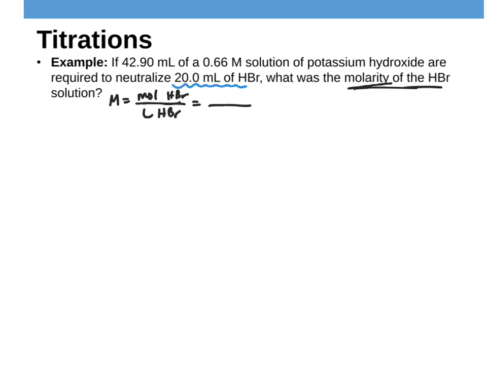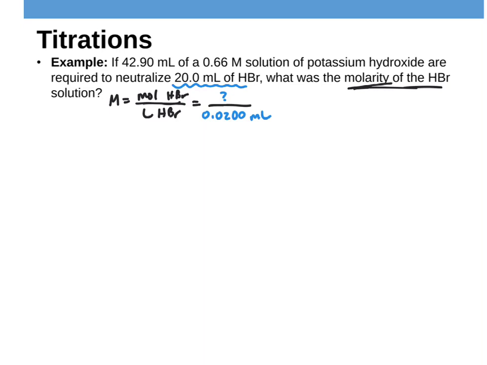It flat out tells me that there's 20 milliliters of the HBr solution, so I can convert that into liters. I'm being lazy for the sake of speed here. But right, you just take 20 divided by 1,000. And the thing I don't know right now is how many moles of HBr there are. So here comes the stoichiometry.